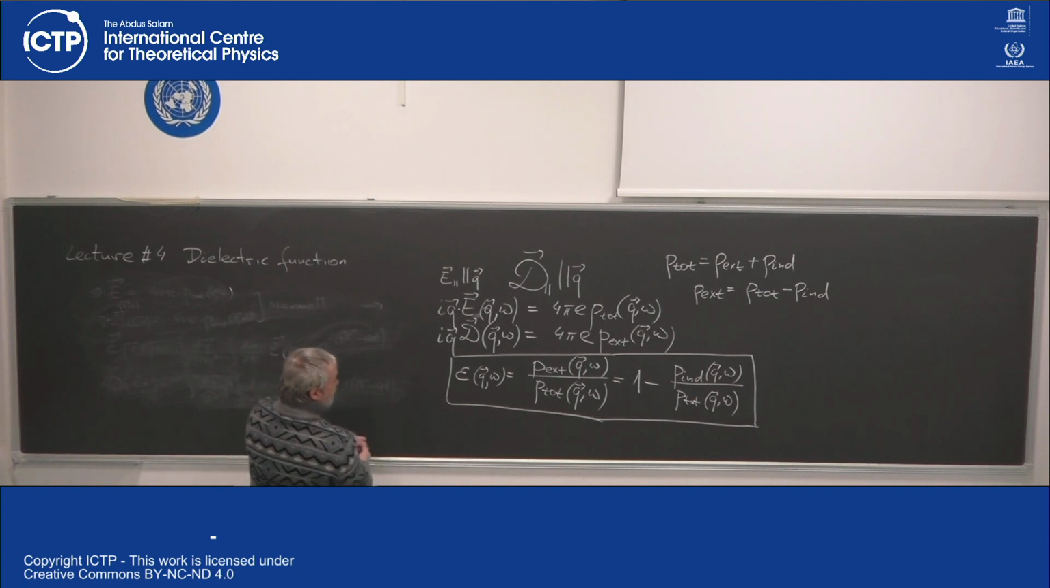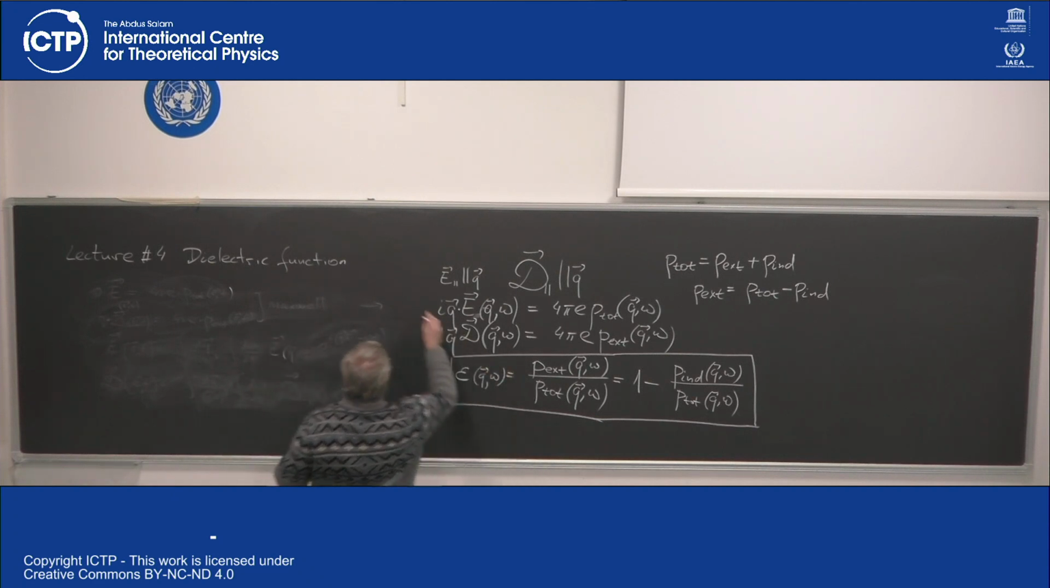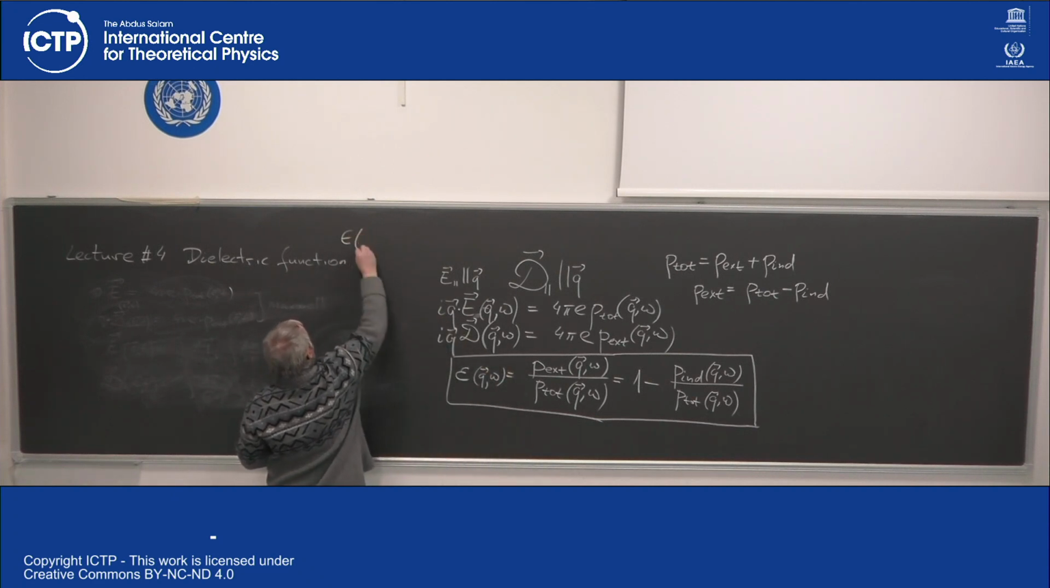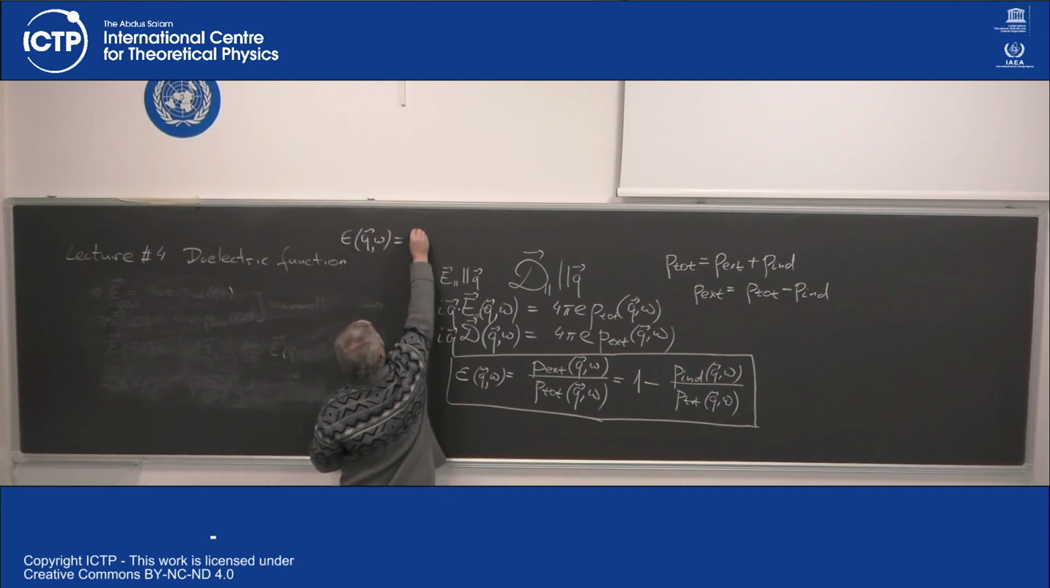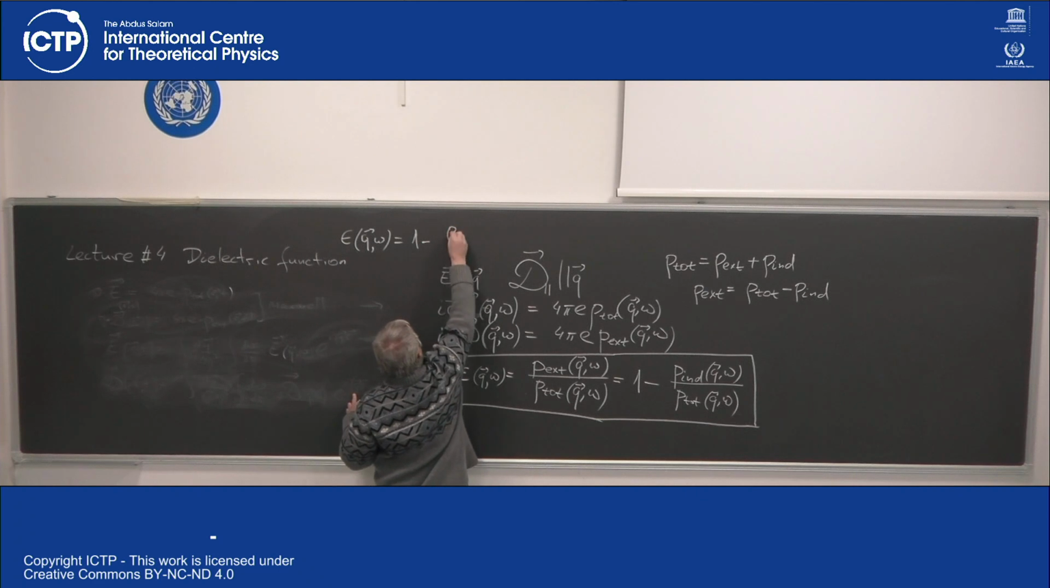I will probably rewrite this equation on the top. So epsilon(Q, omega) is equal to 1 minus rho induced divided by rho total.